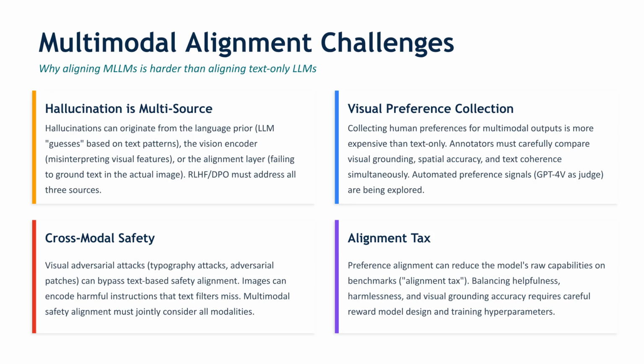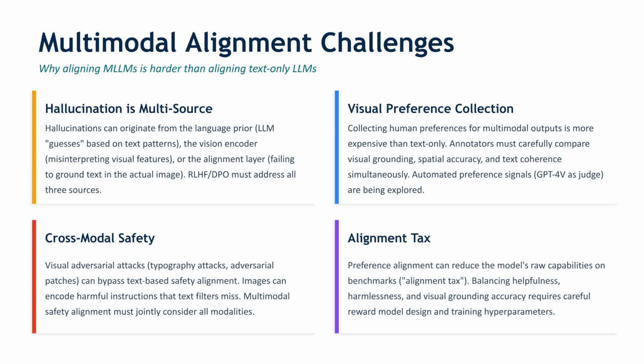Aligning MLLMs with human preferences is significantly harder than aligning text-only models, and there are 4 main reasons. First, hallucination is multi-source. In text-only models, hallucinations come from the language model. In MLLMs, they can originate from 3 sources: the language prior, where the LLM guesses based on text patterns rather than what it sees, the vision encoder misinterpreting visual features, or the alignment layer failing to properly ground text in the actual image. RLHF and DPO need to address all three sources simultaneously.